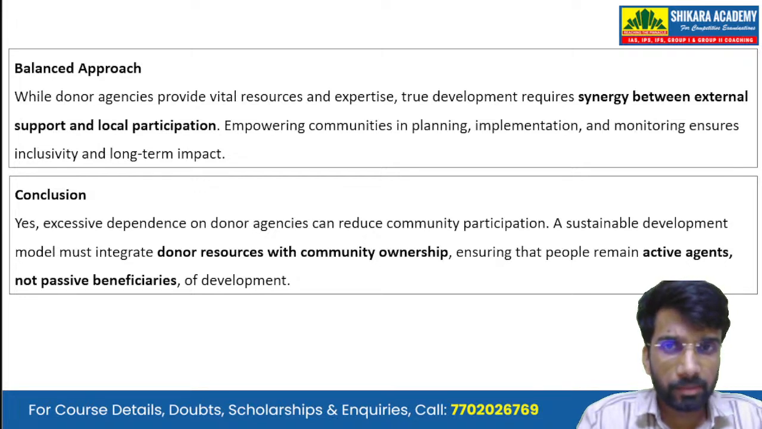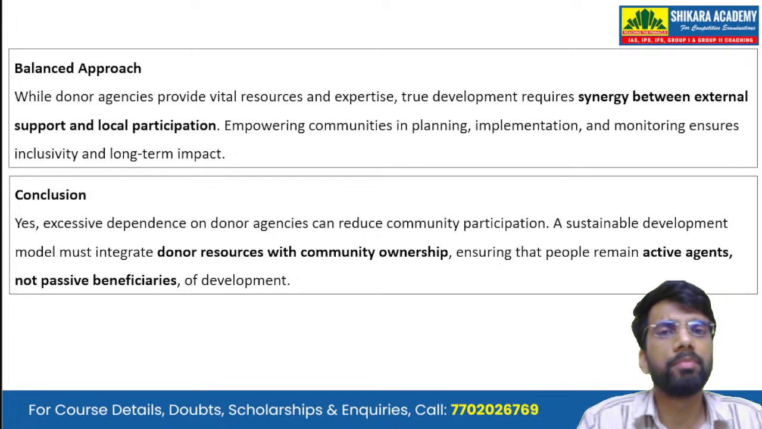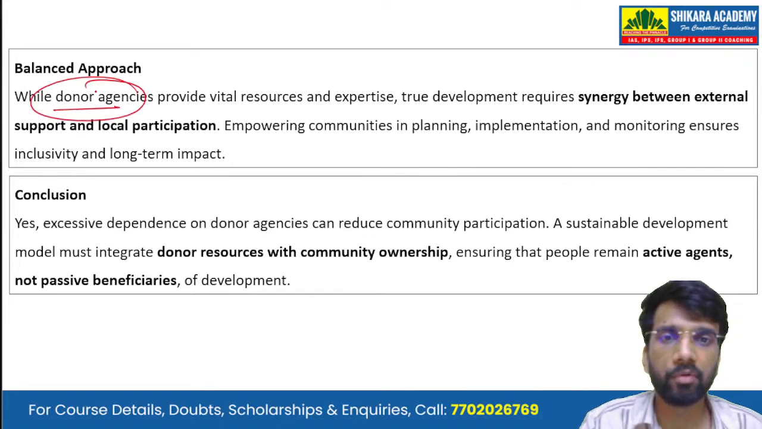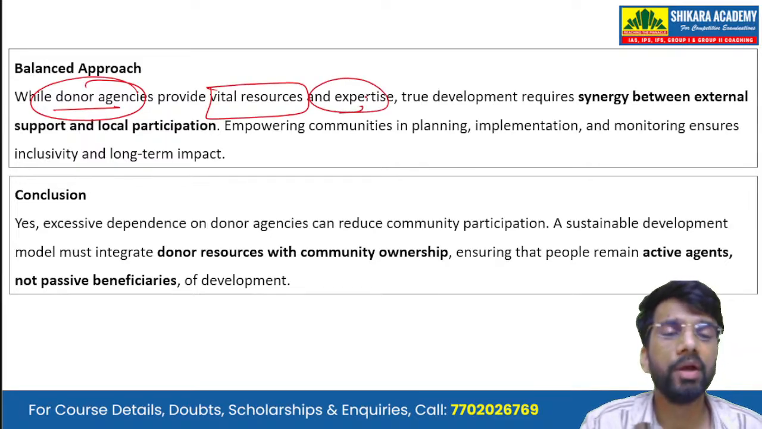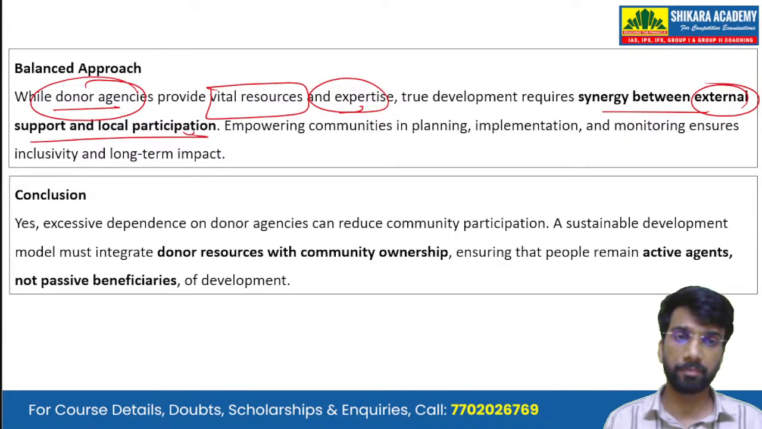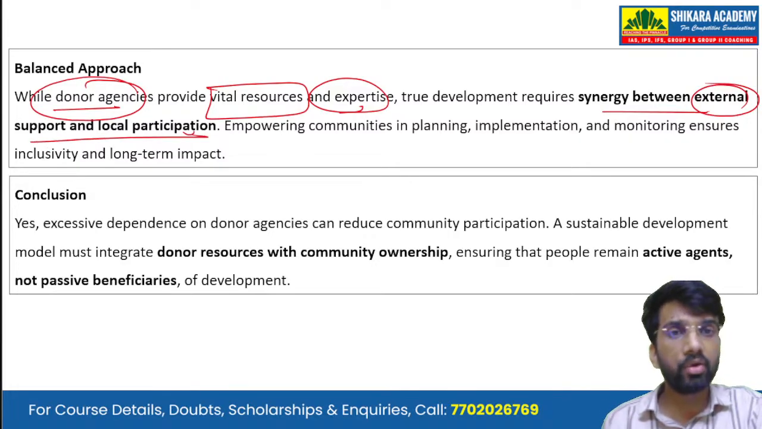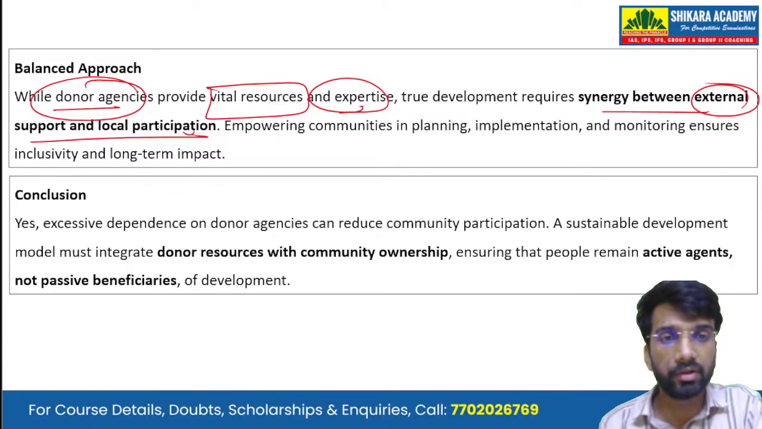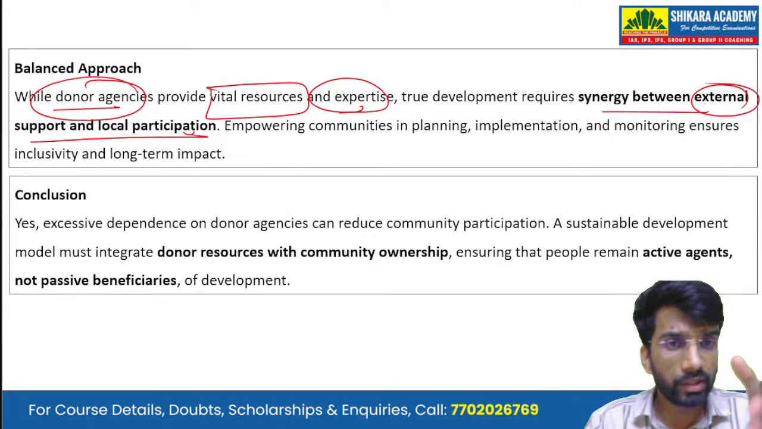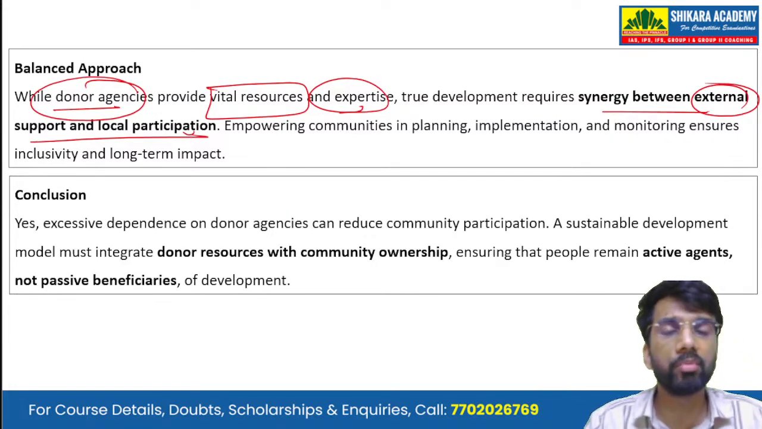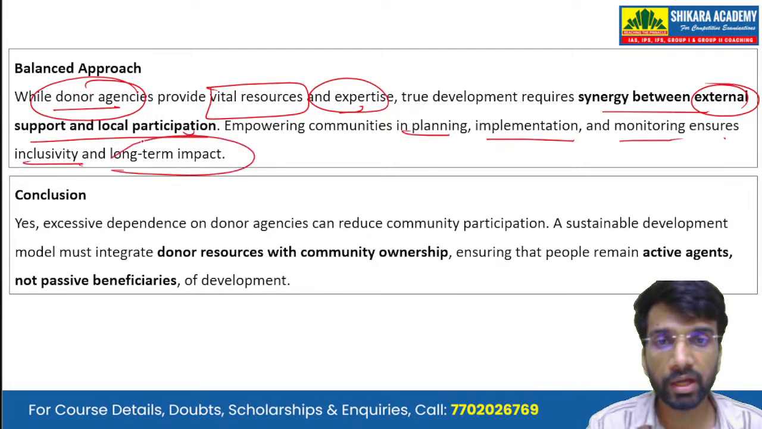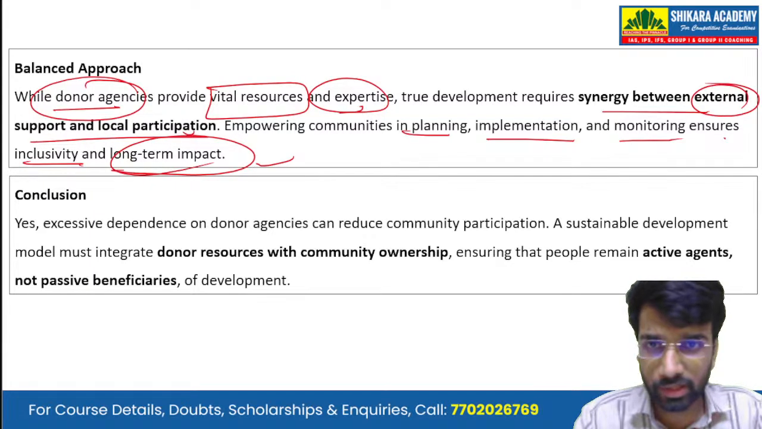So we can write about the balanced approach. While the donor agencies provide us with vital resources and expertise, true development requires a synergy between the external support as well as the local participation. External support alone cannot ensure true development at the grassroots level. It requires local participation. So there is a need to empower communities. Empowering communities in planning, implementation and monitoring ensures inclusivity and a long-term impact in the development process.